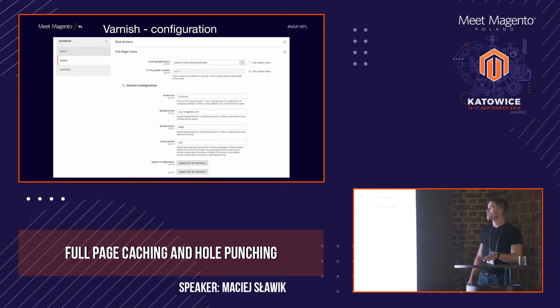Then you have to save the form, and then you can simply generate a VCL configuration file for Varnish using one of the buttons. And you simply have to add the generated VCL file to your Varnish installation. And in terms of configuring Varnish, that's all you have to do.